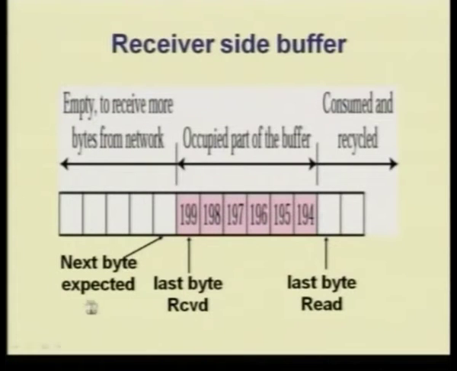In fact, this next byte expected is the field that will be used to send the acknowledgement, saying that this is the field that I am now expecting to receive, byte number 200 in this case. So the last byte received in this case is 199. Okay. So this is the information that would typically be there on the receiver side's buffer.